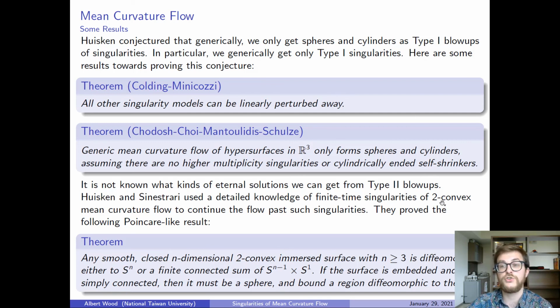the finite time singularities of two-convex mean curvature flow, which is a strong condition, to show that you can perform a surgery at every singular time and continue the flow with a knowledge of how you've changed the topology of the object. In particular, they show that any smooth, closed, n-dimensional, two-convex immersed surface where n is greater than or equal to 3 must be diffeomorphic either to S^n or some finite connected sum of S^(n-1) times S^1. And if it's embedded and simply connected, it actually must be a sphere.